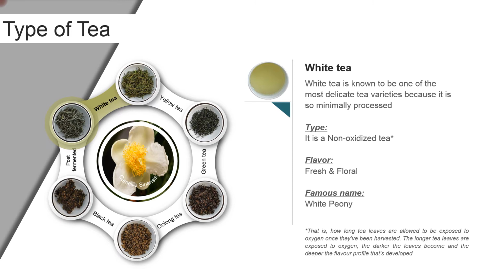Oxidation is how long tea leaves are allowed to be exposed to oxygen. Once they've been harvested, the longer tea leaves are exposed to oxygen, the darker the leaves become and the deeper the flavor profile that's developed. As you can see here, the color of white tea is lighter than other teas.